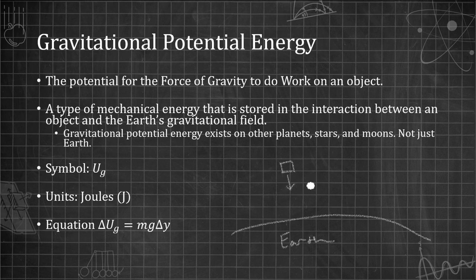The symbol for all potential energies is the capital letter U, and then we apply the appropriate subscript. For gravity, it's going to be that lowercase g. Our units are joules, and the equation is the change in gravitational potential energy is equal to the mass of an object multiplied by the gravitational field multiplied by the change in the vertical position.